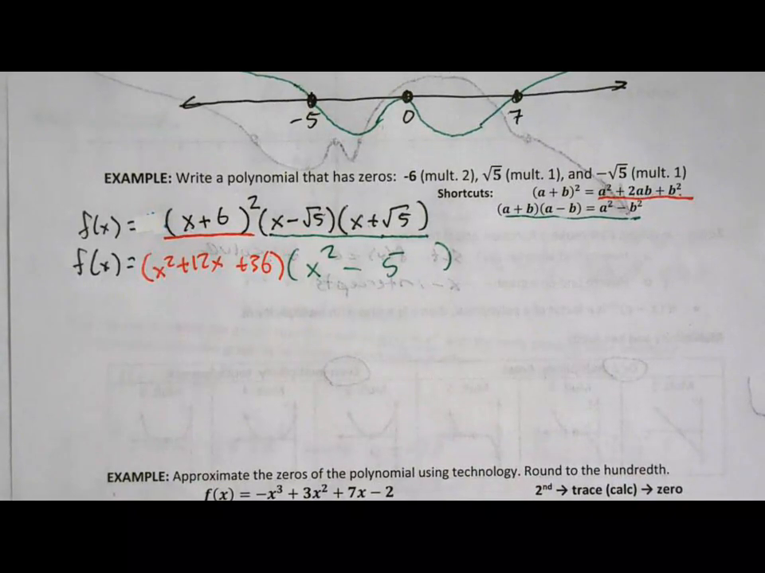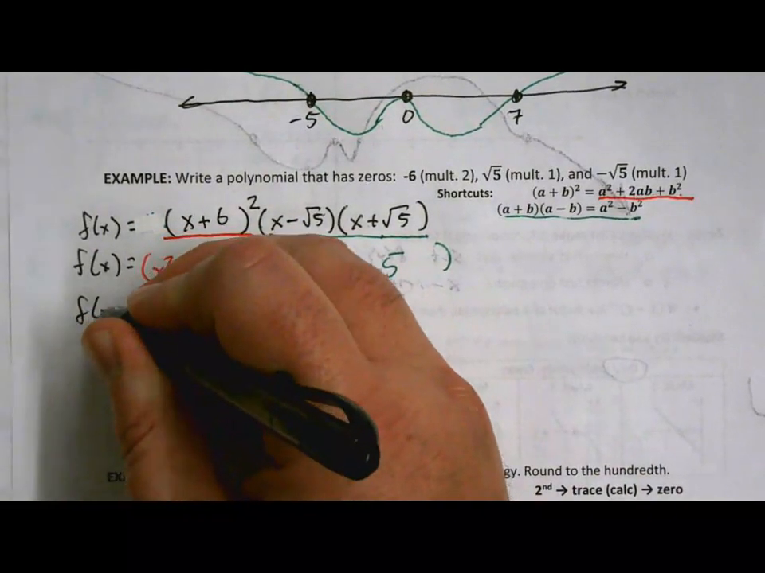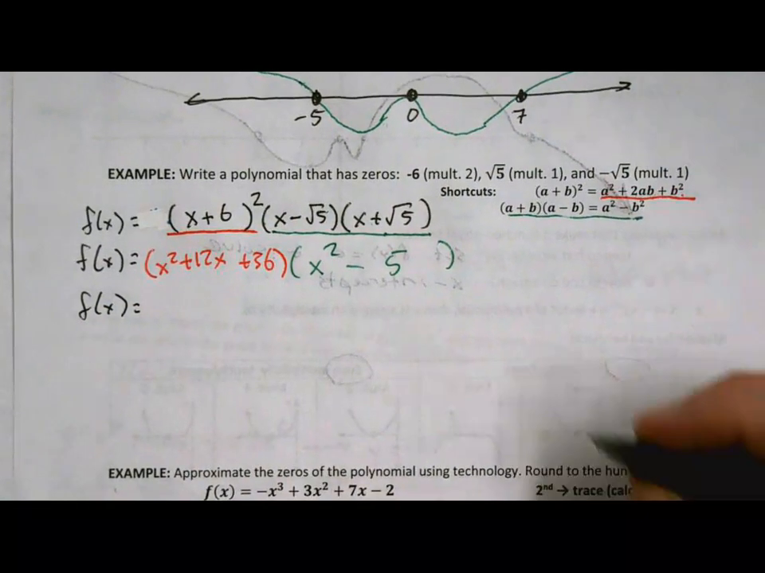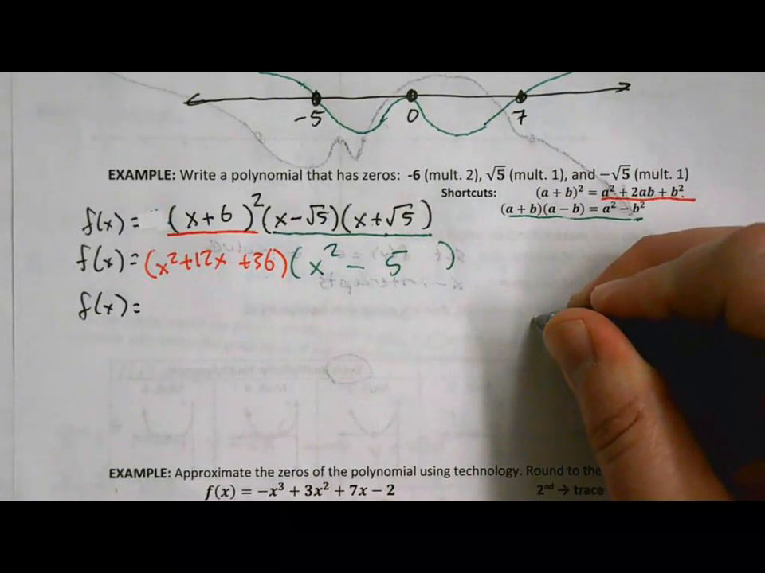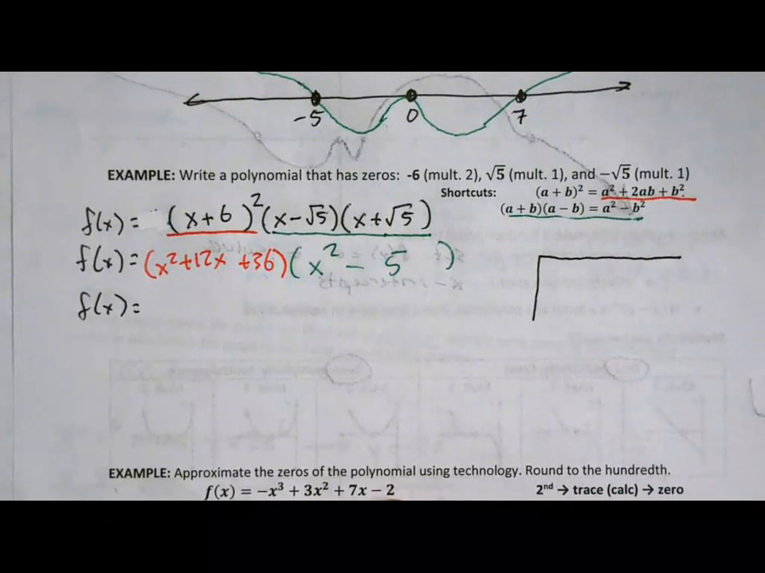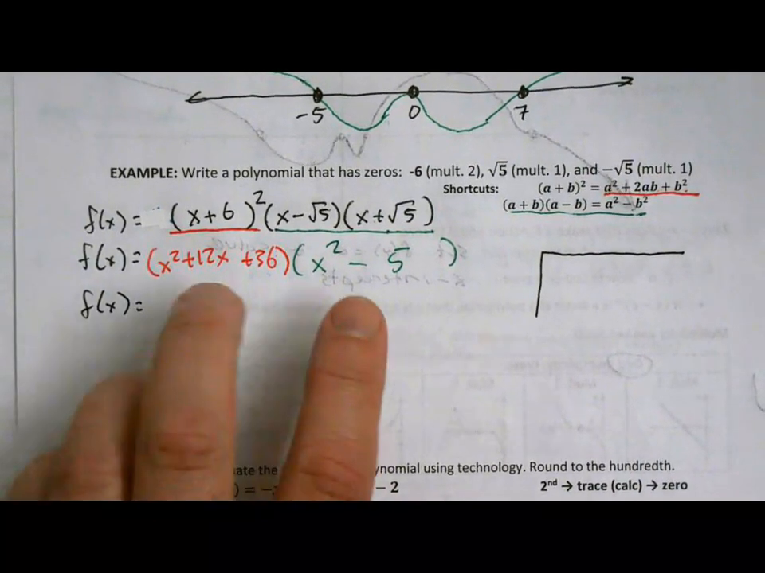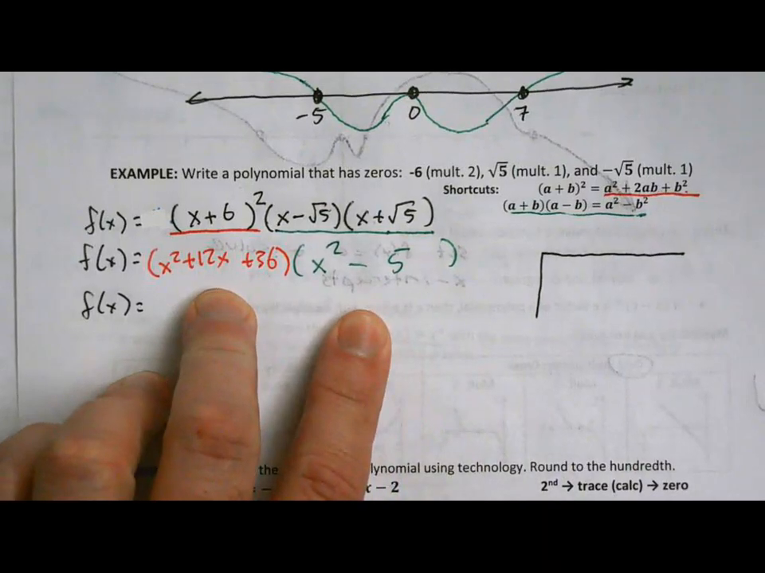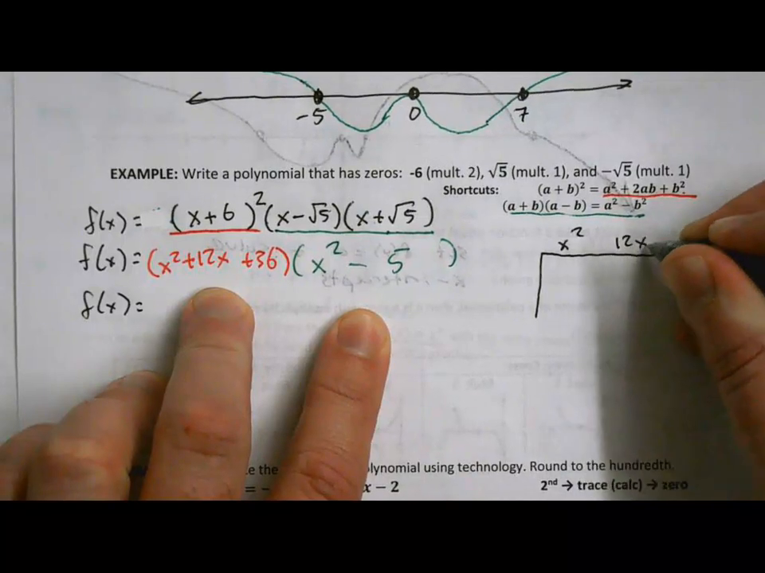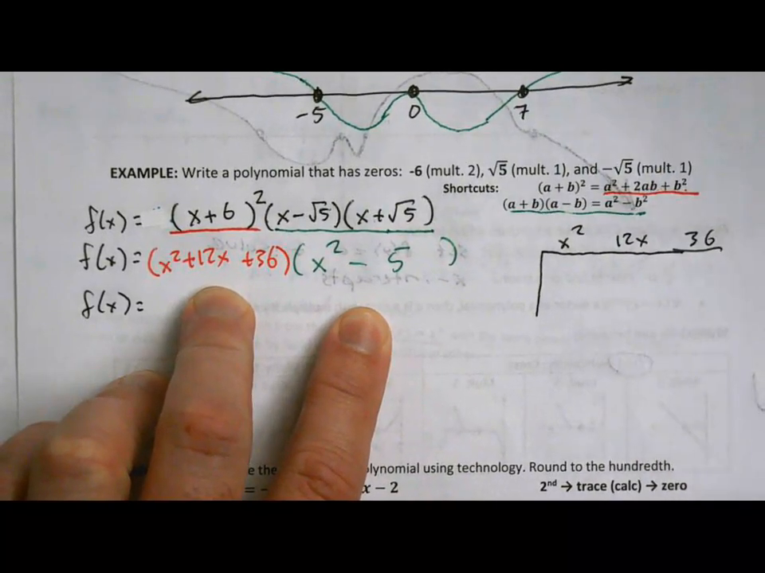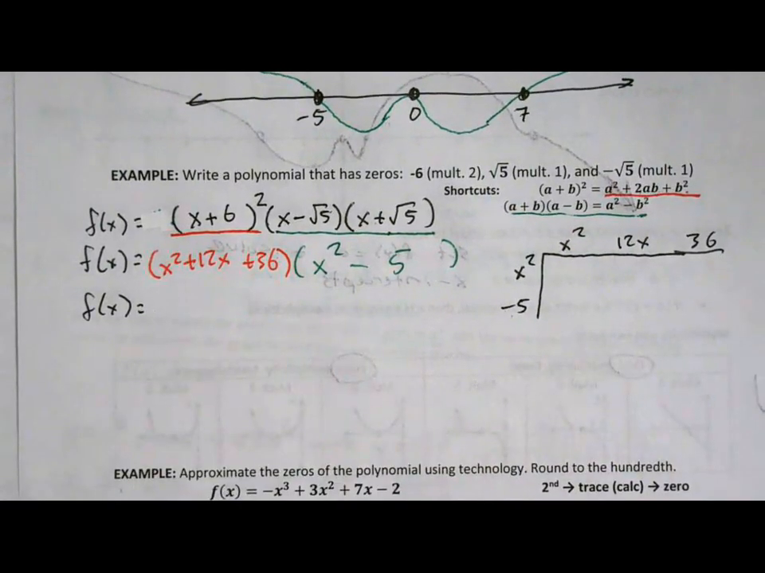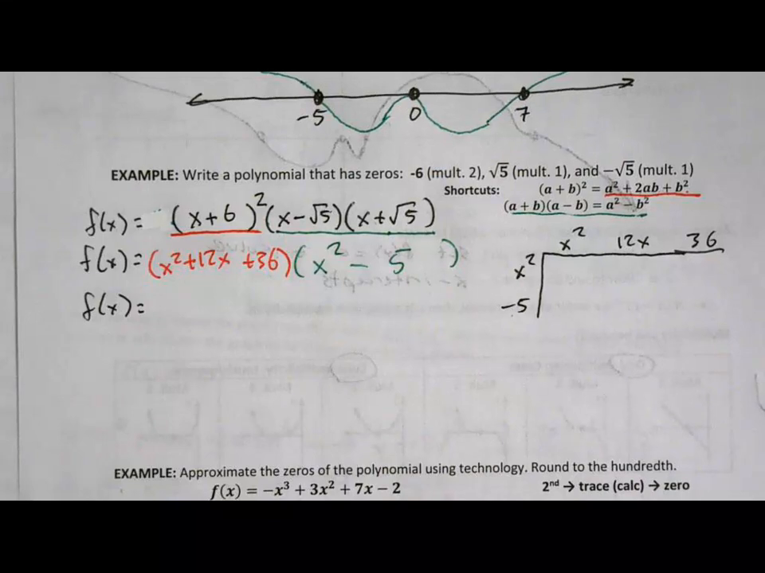And I will show you guys my favorite way for multiplying polynomials. Take it or leave it. If I don't do it this way, I make mistakes. I make these little tables. This especially works well if you've got 2 trinomials. I'm going to put x squared and 12x and 36 across the top, and x squared and negative 5 down the side. And then I'm going to multiply everything out.